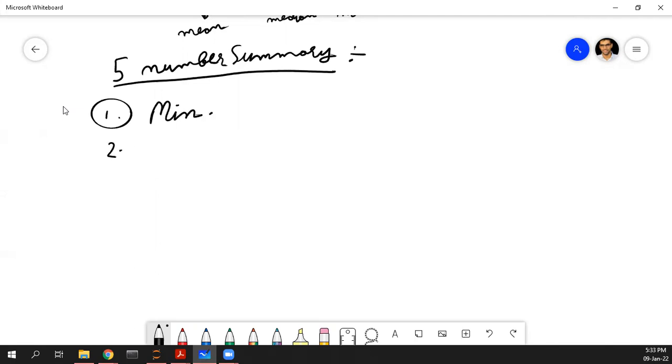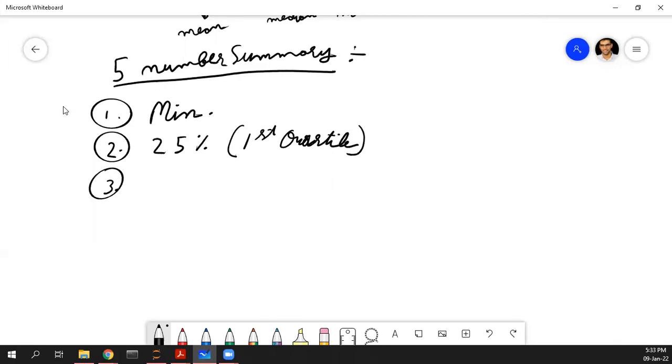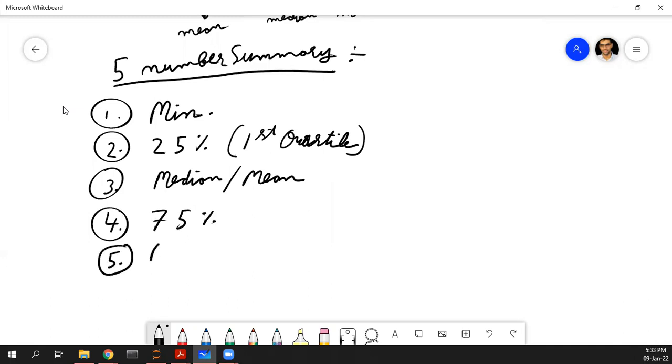Second is the 25 percentile, or you can also say first quartile. Third is the median. Fourth is the 75 percentile, and your final one is the maximum of your data. So what are these things?